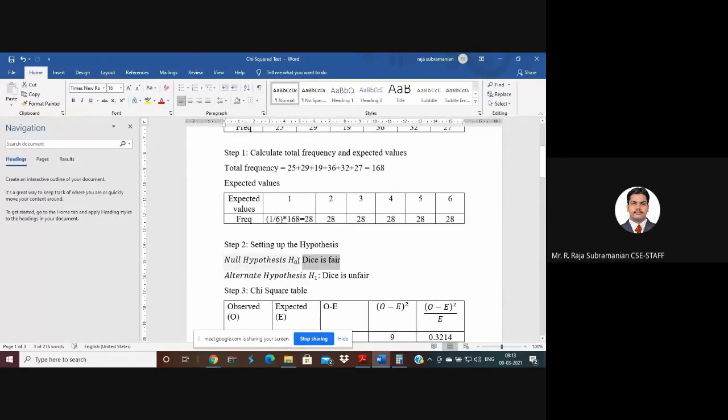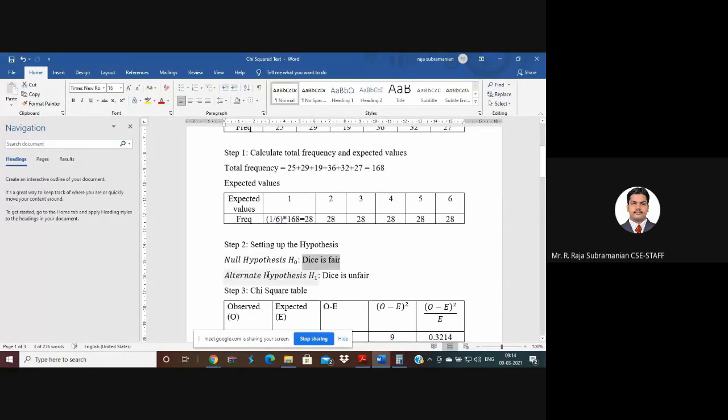And the acceptance or rejection of the null hypothesis can be done in two ways. One is the chi-square technique and the other is the T technique. Now, what is the alternate hypothesis? The alternate hypothesis is the direct opposite of the null hypothesis.